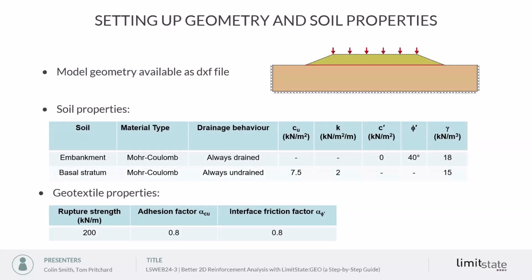So just in terms of the soil properties we're going to use, for the embankment, we're going to use a Mohr-Coulomb material, a granular material, so it will always behave in a drained manner, 40-degree angle of friction, 18 kilonewtons per meter cubed unit weight. And for the base stratum, we're going to model it as an undrained clay with an undrained shear strength of 7.5 kPa at the surface, increasing with depth by 2 kPa per meter, and unit weight of 15. And the geotextile model with a strength of 200 kilonewtons per meter and adhesion factors on the top and bottom of 0.8.